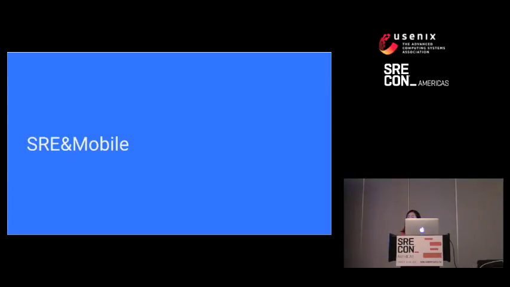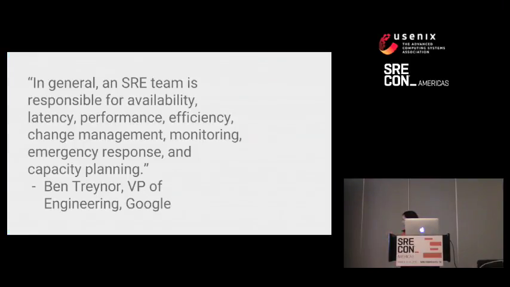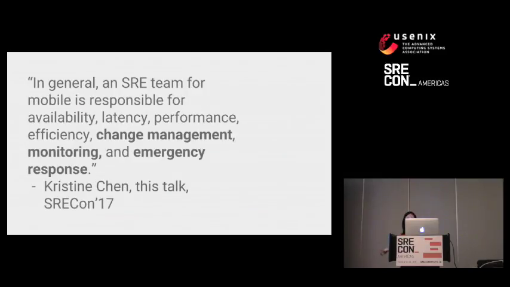So now that I've framed the current state, I'd like to talk about the different areas where SRE can make sense in mobile. This is a quote that was just up a few slides ago, so I took Ben Trainer's quote and modified it a bit to fit the mobile world. In general, an SRE team for mobile is responsible for availability, latency, performance, efficiency, change management, monitoring, and emergency response. You notice that most of this is the same as the original tenets for SRE, except for the part about capacity planning, which I don't think quite makes sense in this area.